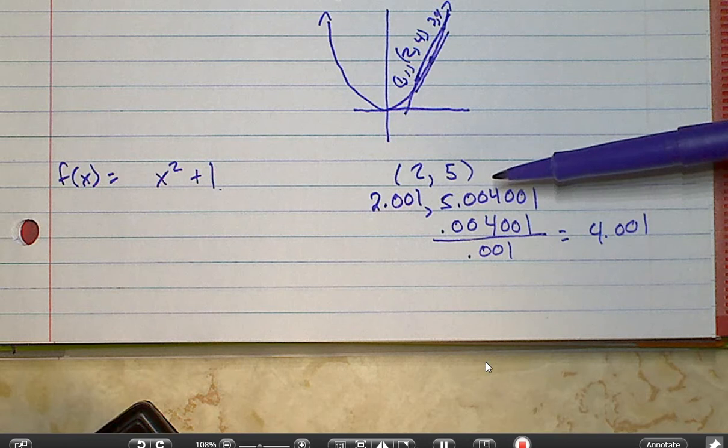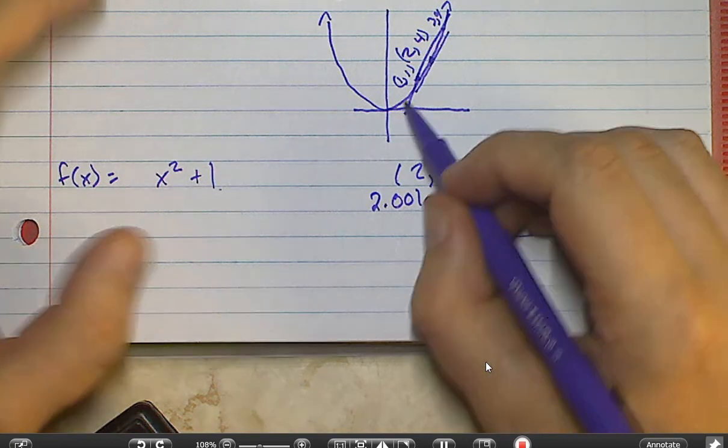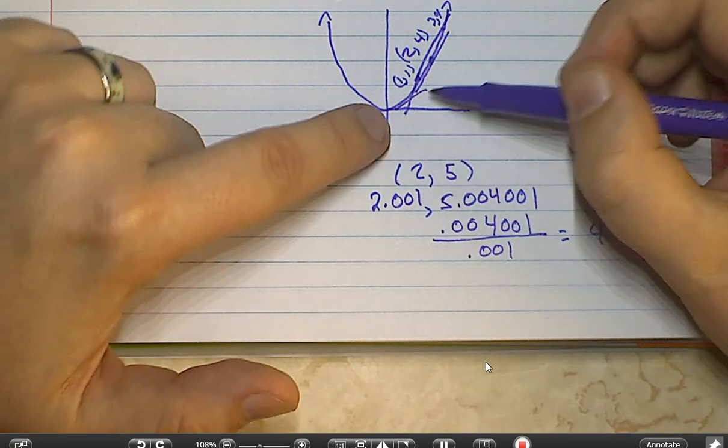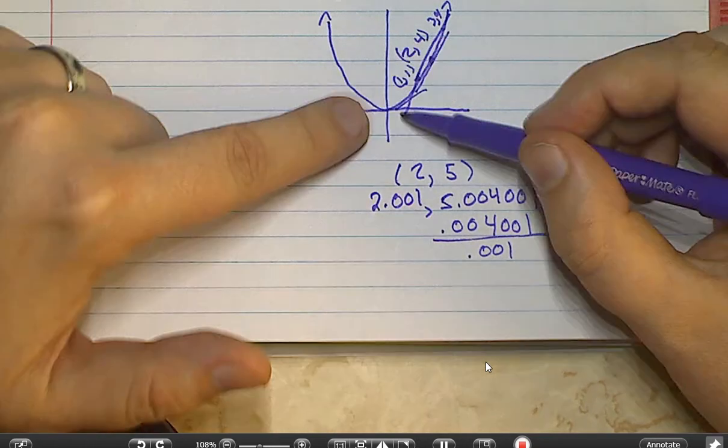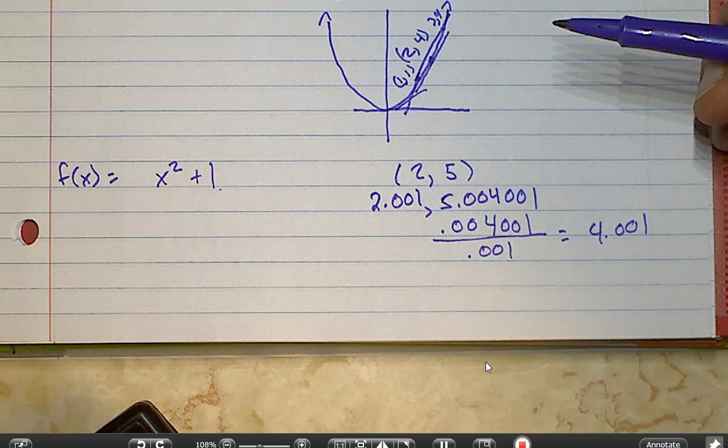Now, the slope of the line tangent is going to change depending on which point you look at. The slope of a line tangent here is going to be different than here, is going to be different than here, is going to be different than down here. Right? You guys remember drawing that out?